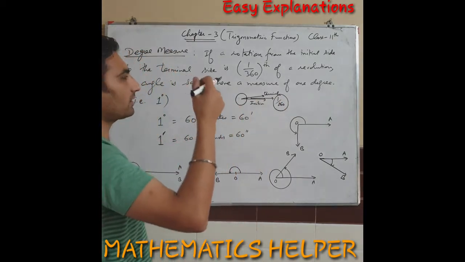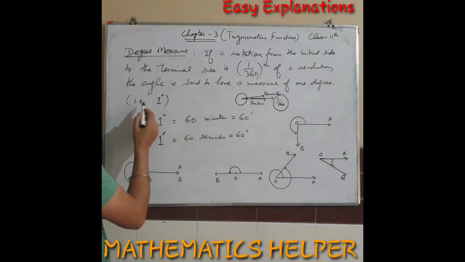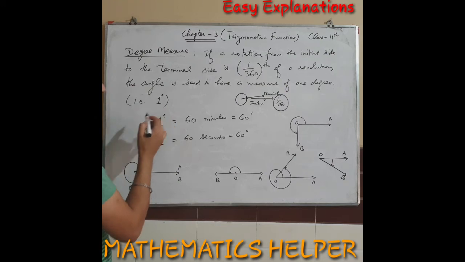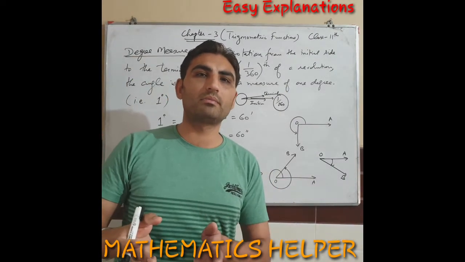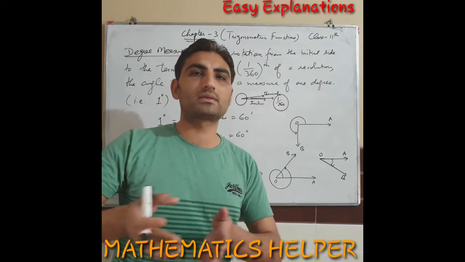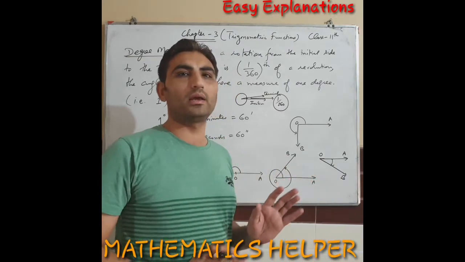Then we can mark degree with the help of this symbol, 1 degree. As we mark 1 hour as 60 minutes and 1 minute as 60 seconds, the thing is the same for degrees.